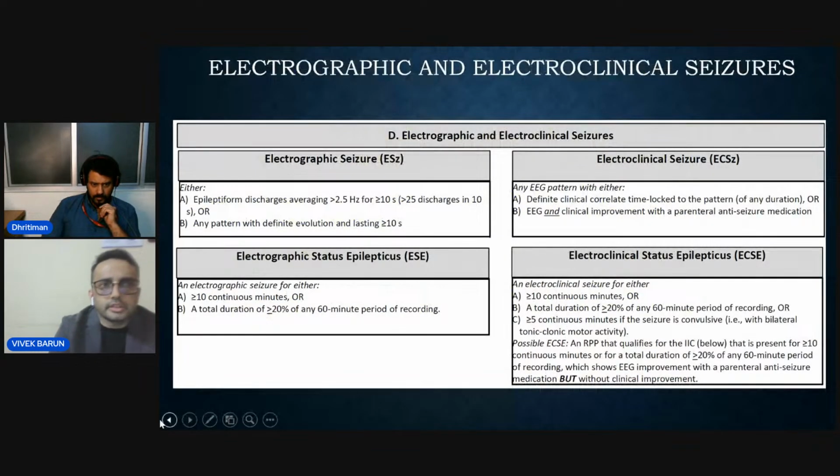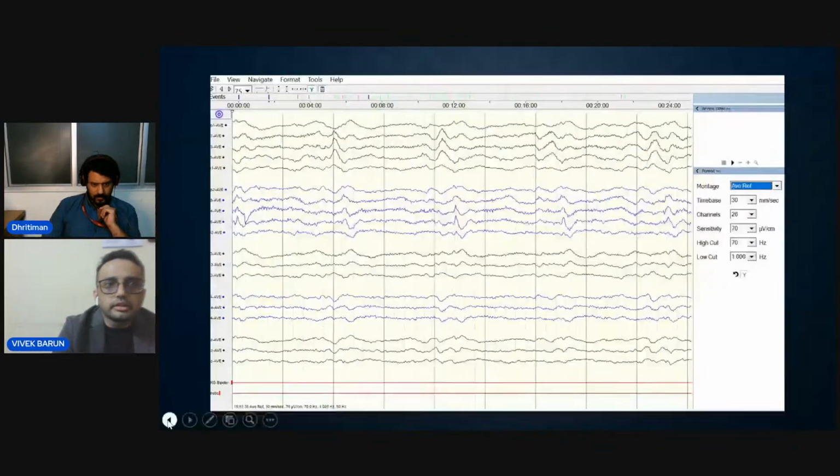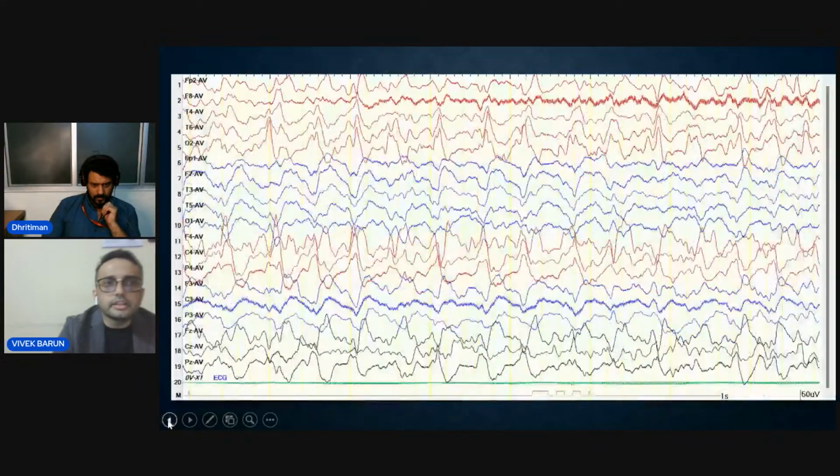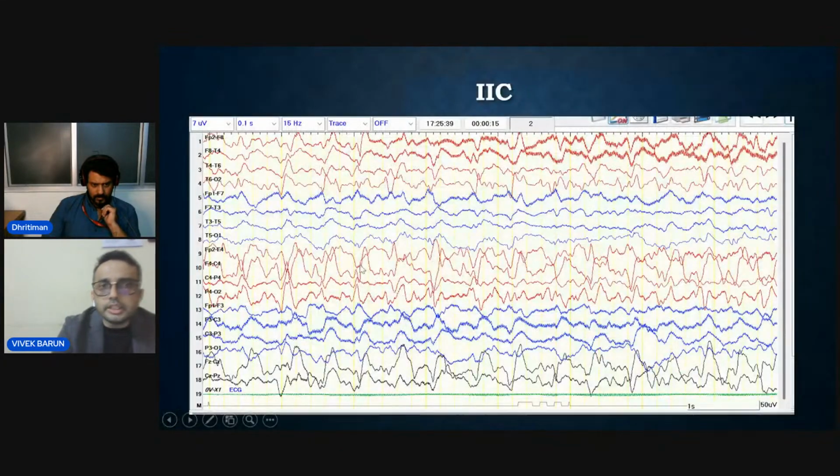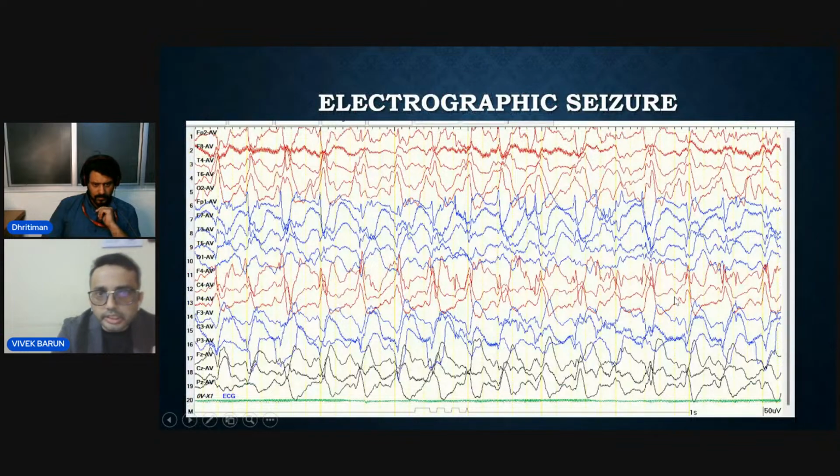So it is electrographic seizures. What are electrographic seizures? For electrographic seizures, you have to have epileptiform discharges averaging more than 2.5 Hz for greater than 10 seconds. In the first graph, when I showed the IIC, I said it was less than 25 discharges over the 10 seconds. But here, when the discharge frequency increased, it is definitely more than 25 discharges in 10 seconds. So that's why I call it an electrographic seizure, sorry.